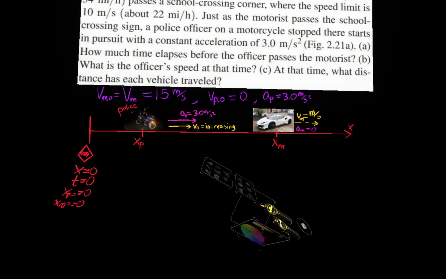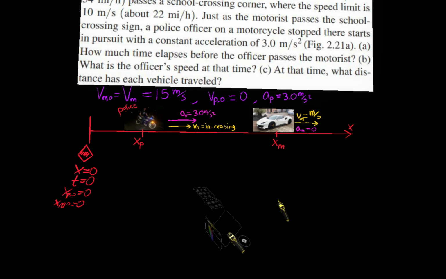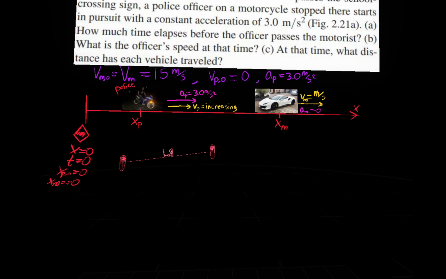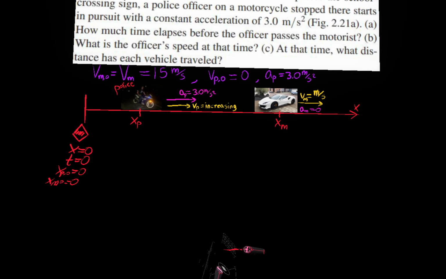Okay. So what is this problem asking for? So we have part A. How much time elapses? So I'll go back to my red here. How much time elapses before the officer passes the motorist? So the officer passing the motorist, what would need to be true for the officer to pass the motorist? There's a lot of things that we might suppose to be true. We could guess the appropriate velocity that the police would be at the point. But the thing that quite simply needs to be true is they must be at the same position. If the policeman has caught the motorist, then they're at the same position.